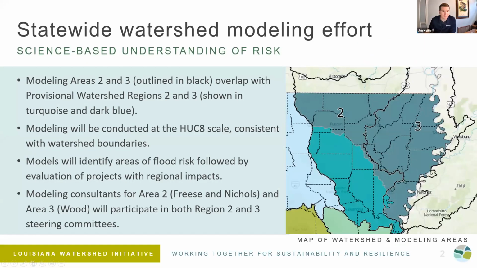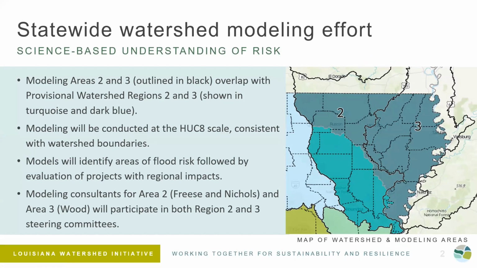These two different boundaries here between the modeling consultants, which are the black lines here, and the colored areas, which are the watershed regions. So we'll be working closely with the folks with Wood and their team, as this boundary along the Ouachita and the Black River is one big floodplain, and so we'll be working closely together to share data and modeling information as we progress, and we'll be modeling all this on a HUC 8 watershed scale.